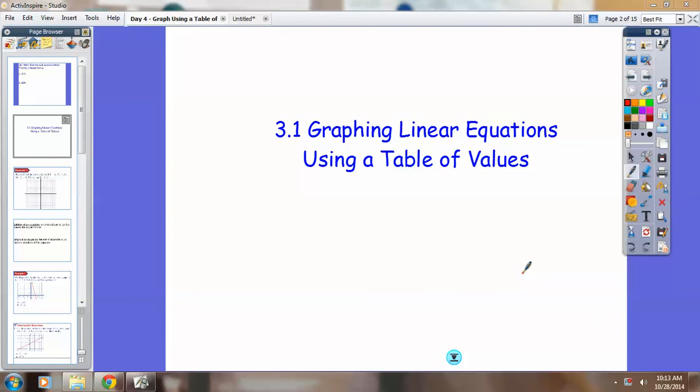Let's begin this next unit on graphing linear equations. We've been graphing. That's what we did yesterday. We graphed using x and y intercepts. There's other ways that we can graph. Today we're going to talk about graphing using an XY chart. In the next chapter we will talk about graphing equations written in slope-intercept form.